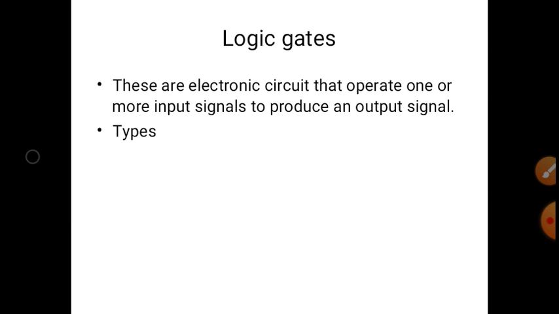The output signal of a gate is a simple Boolean operation of its input signals, and any Boolean function can be represented in the form of these gates. There are a number of types of logic gates available: OR gate, AND gate, NAND gate, NOT gate, NOR gate, XOR gate and XNOR gate. So we'll study the logic gates one by one.